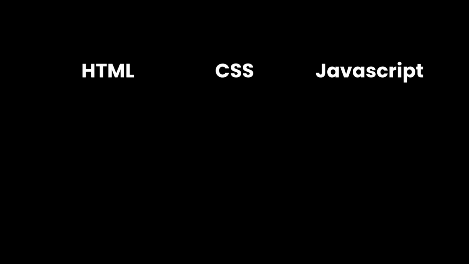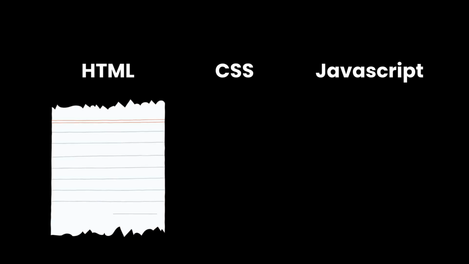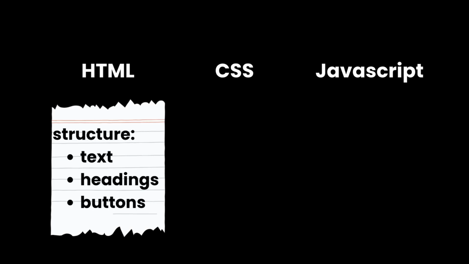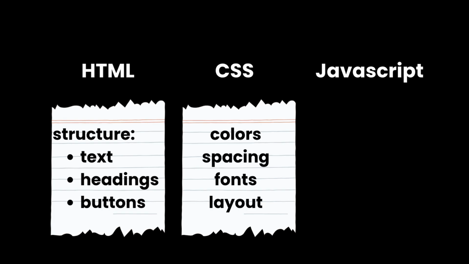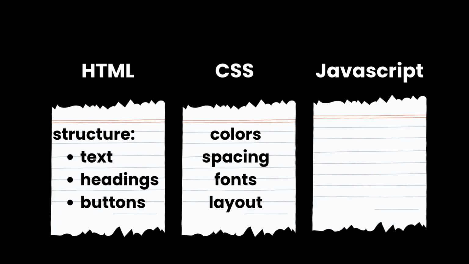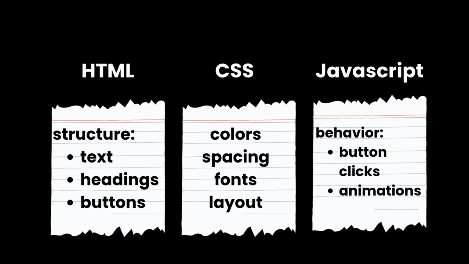Front-end development is made up of 3 main building blocks: HTML, CSS, and JavaScript. HTML is a markup language that defines the structure of your page, where the text goes, what's a heading, what's a button, and so on. CSS takes that structure and makes it look good. It's all about colors, spacing, fonts, layout, and then JavaScript brings it to life. It lets you add behavior like button clicks, animations, and other dynamic stuff.